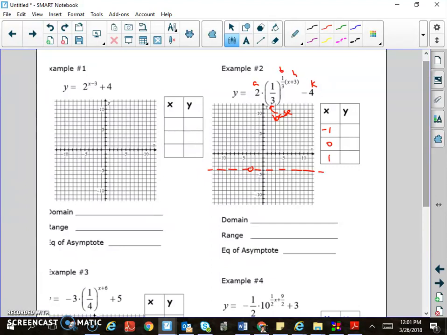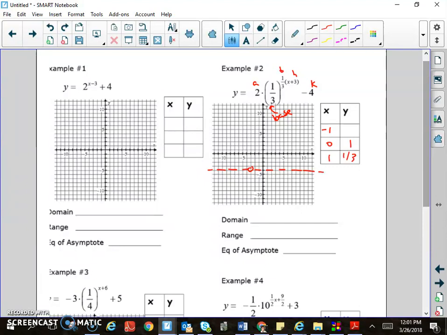All right. So our base is 1/3. That's going to tell us how to set up the Y column. So let's do the easy one. What goes for 0? What number goes for 0? Okay. All right. And then 1/3 raised to the first power.